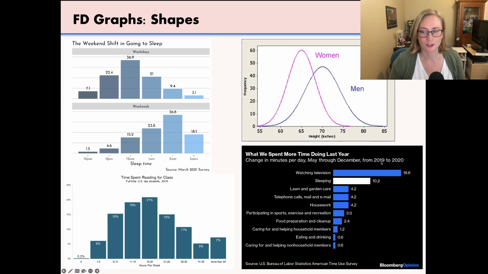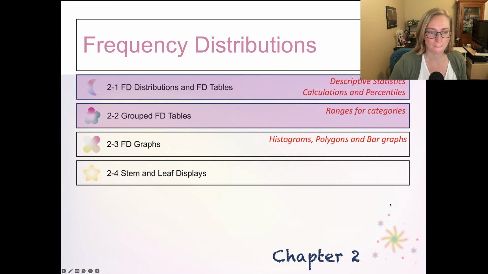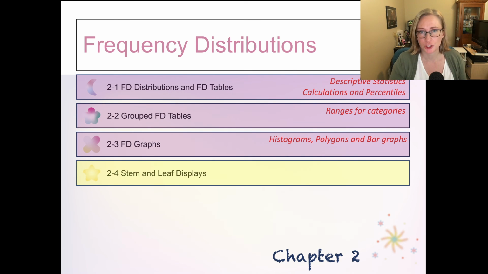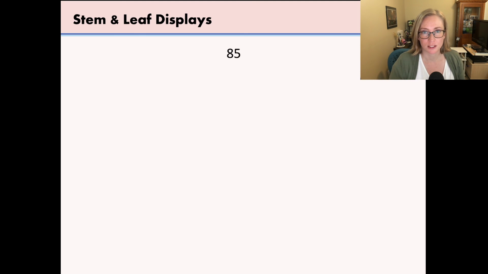This one was switching into the pandemic. A lot more people started spending time watching television or sleeping. Okay. And then we have one more section for chapter 2. The last part, this is very straightforward, but it's just another way to show our frequency distributions. These are stem and leaf displays.